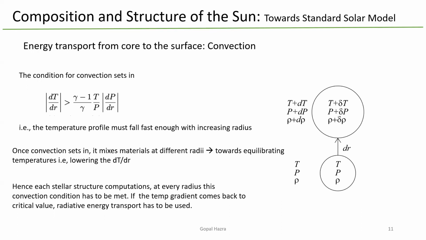So Schwarzschild derived this condition, in which temperature gradient it will be fulfilled. This is called the convection onset. And you see, it depends on the pressure and the temperature of each layer. This T and P are functions of R actually. They're not constant. And whenever the dT/dr is more than this, the convection will start playing.